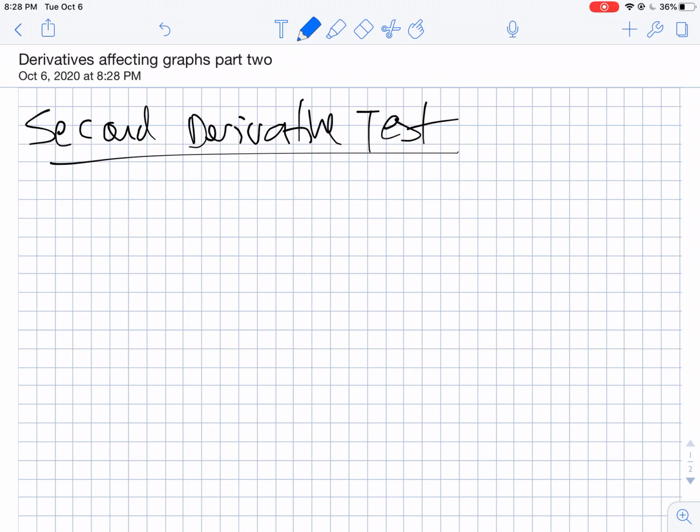Hello everybody, so I'm here today to continue talking about our chapter of how the derivatives affect the graphs and tell us about the graphs. Okay, so we're going to talk today first off about the second derivative test. So this is again a useful test to determine if a critical point is a local min or max.